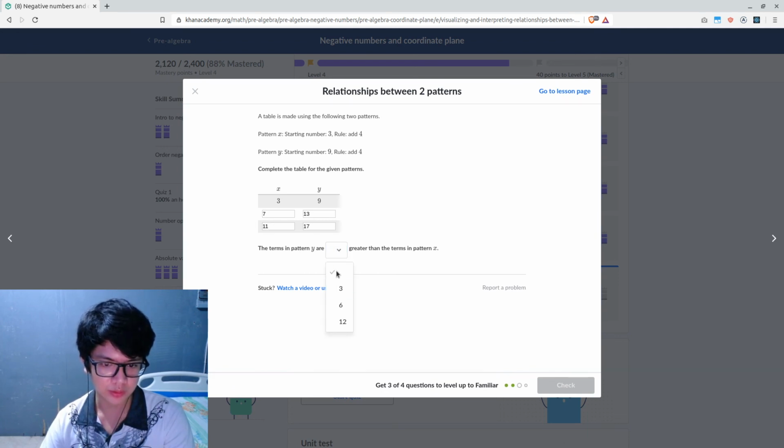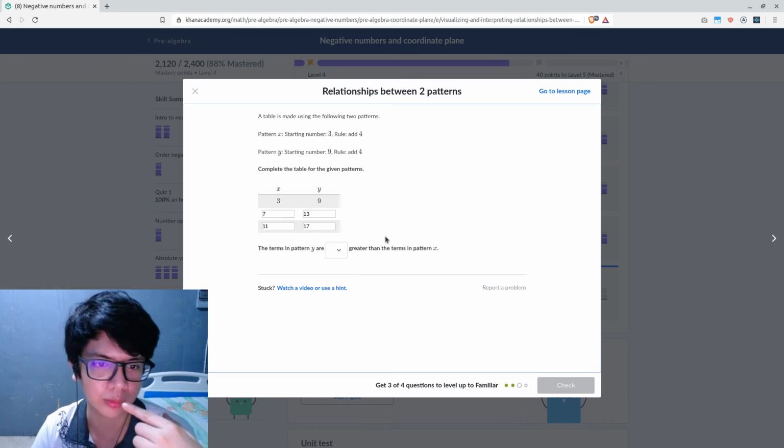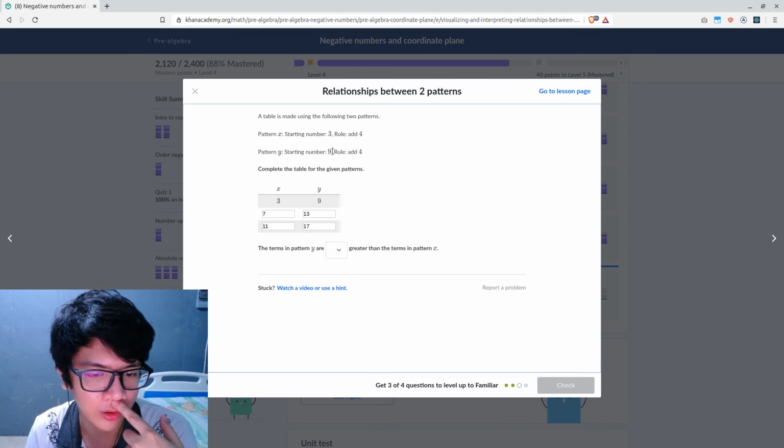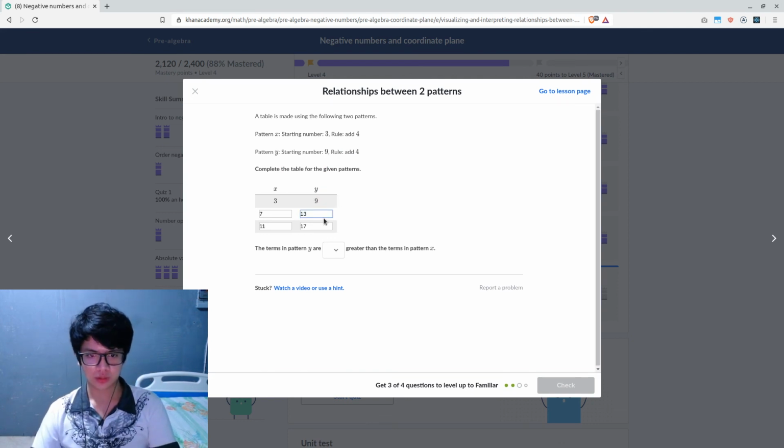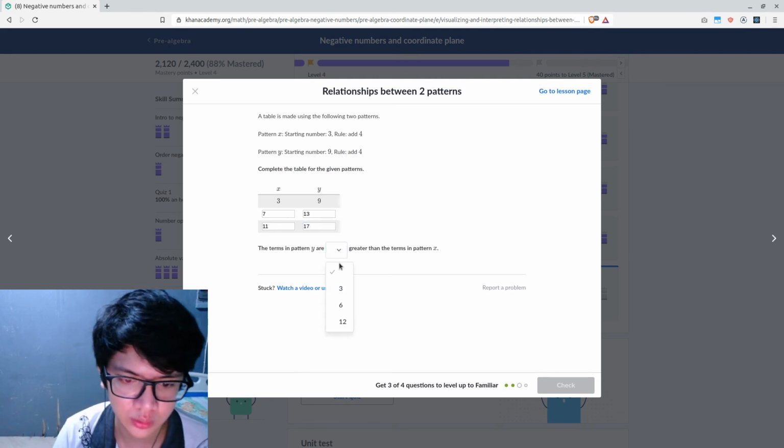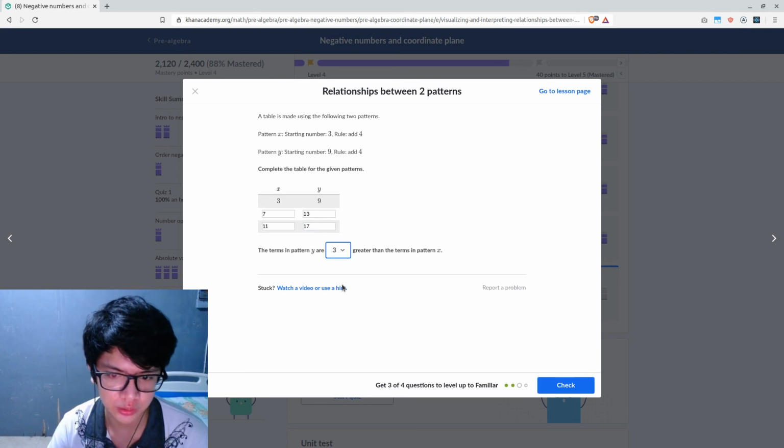Oh my gosh, what is this? The terms in pattern Y are 3 times greater than in pattern X. Not really. I think there's something wrong. Add 4. 7, 11. Add 4. 9. Pattern Y. Add 4. So I have 9, then add 4, 13. Right? 3 times greater.